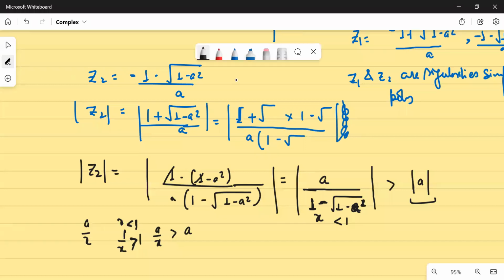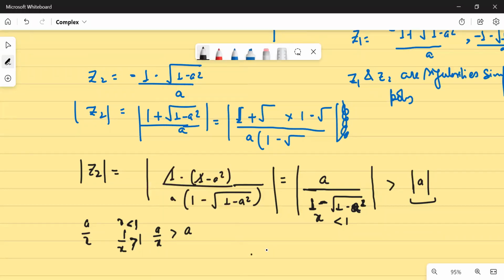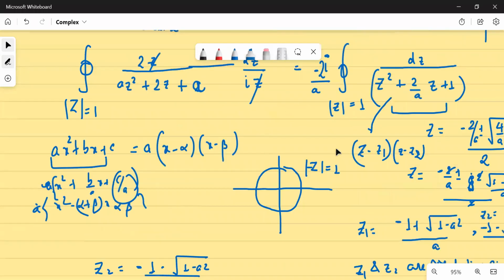देखो, if I just try to find what would be my... Okay, just give me a minute. Okay. अच्छा, एक चीज समझते हैं that my Z1 into Z2 will be equals to 1. Is that so? Because product of roots will come as 1.